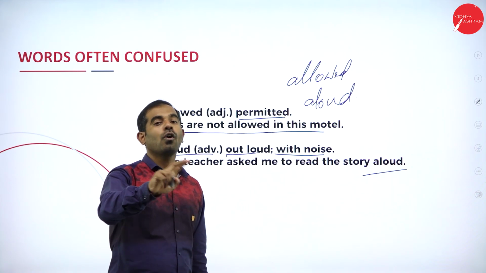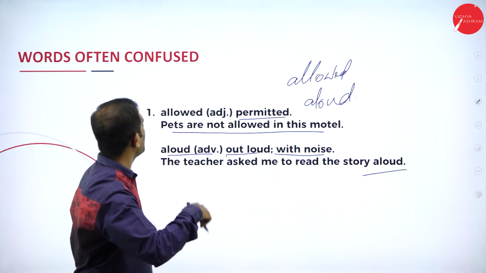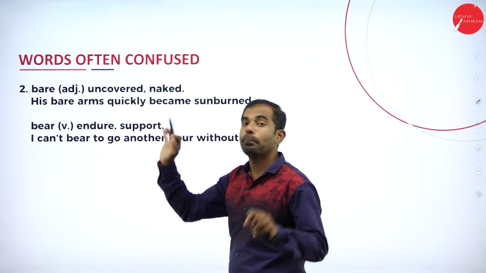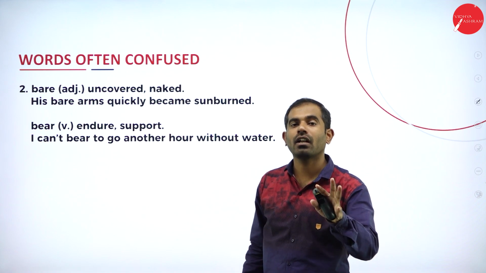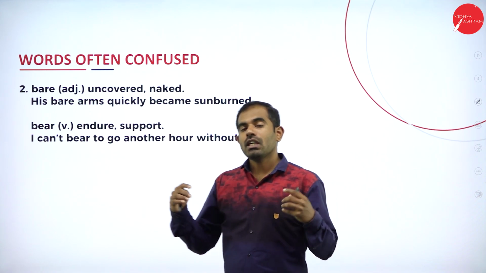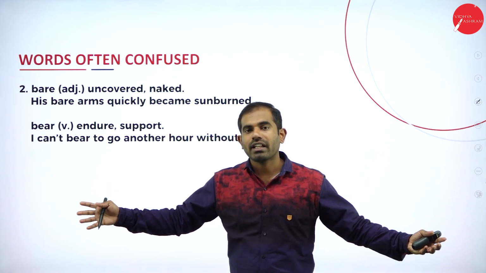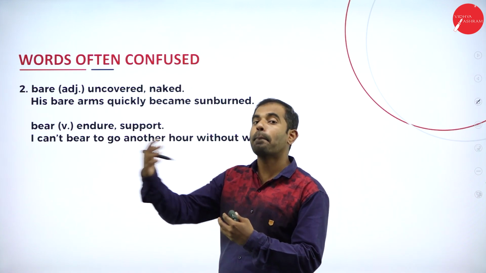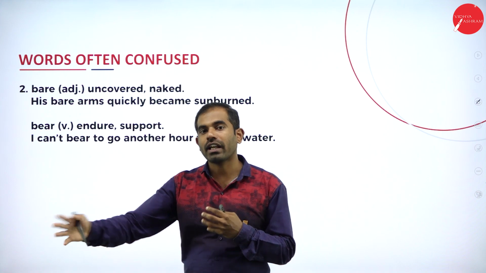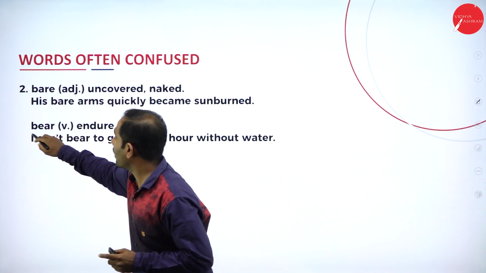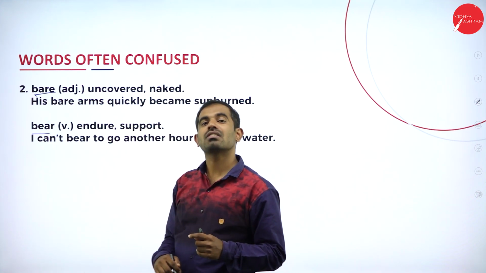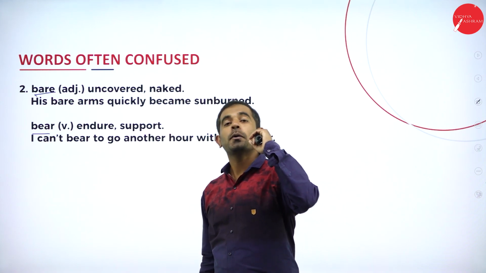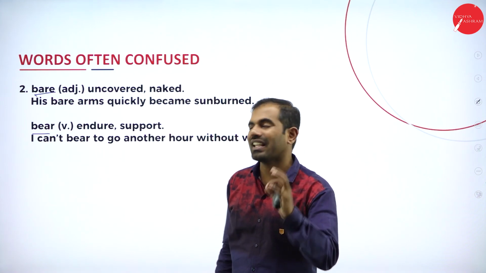So these are homophones. The second one, try to observe bear. When I say bear, it might be a naked man, or it could be a bear, an animal, right? But try to observe the different spellings here. The spellings will be different, but the pronunciation is the same.